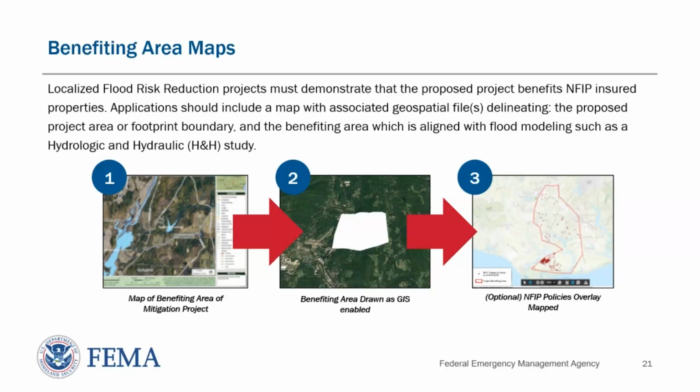Localized flood risk reduction projects must demonstrate that the proposed project benefits National Flood Insurance Program insured properties. Applications should include a map with associated geospatial files delineating the proposed project area or footprint boundary and the benefiting area, which is aligned with flood modeling such as an H&H study.